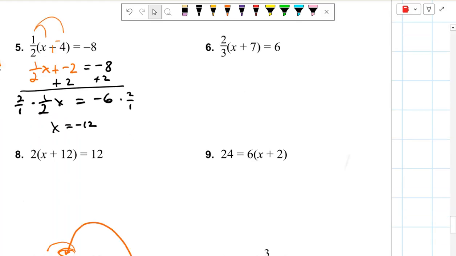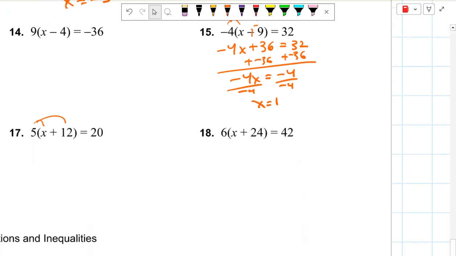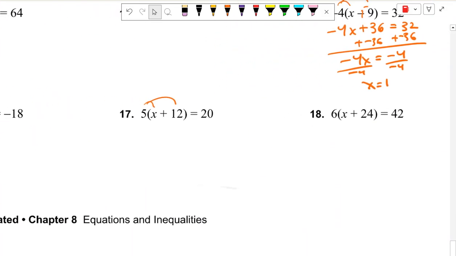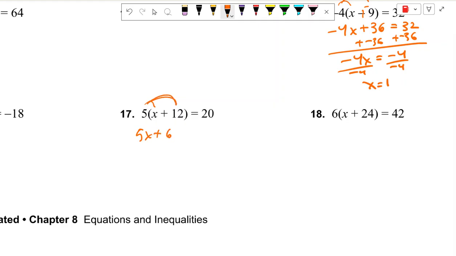Okay, we have a request for number 17. And 5 times x is 5x, and 5 times 12 is 60. So we'll add a negative 60 to both sides to take care of the constant. And we get 5x is equal to negative 40. Then we'll divide by 5 on both sides, and x is negative 8.